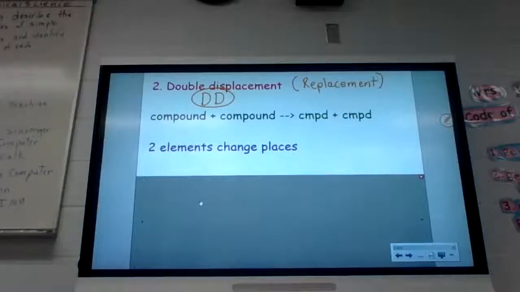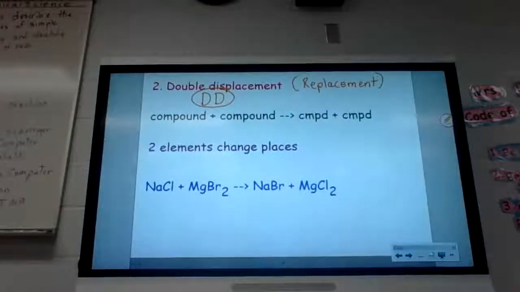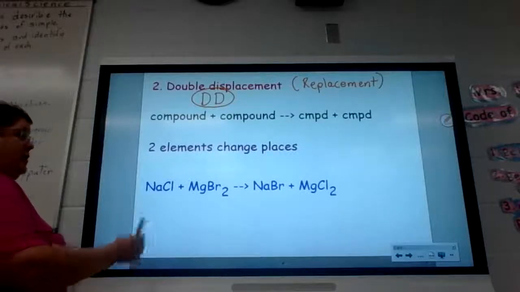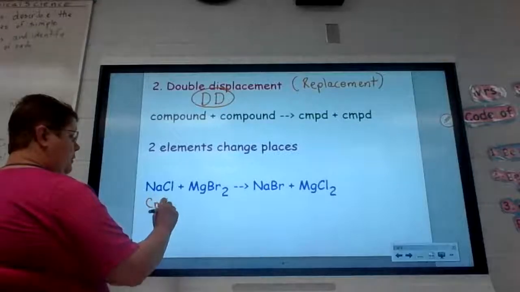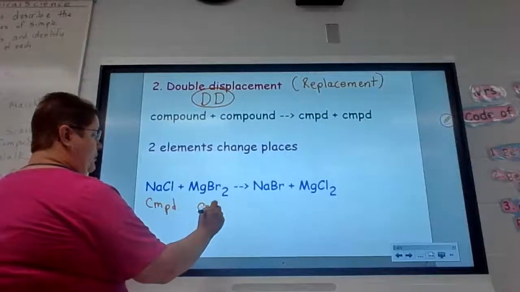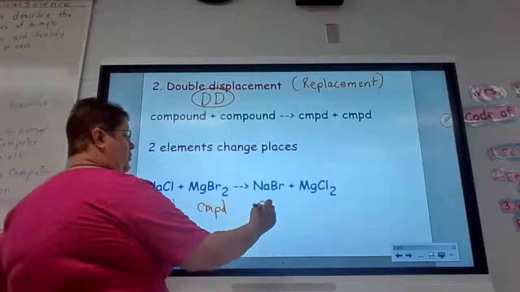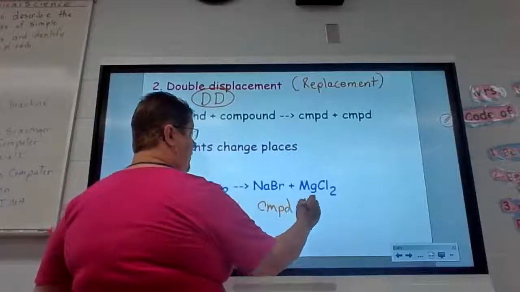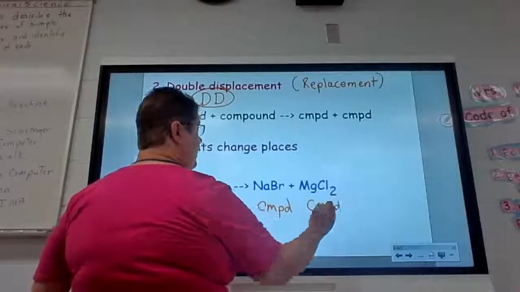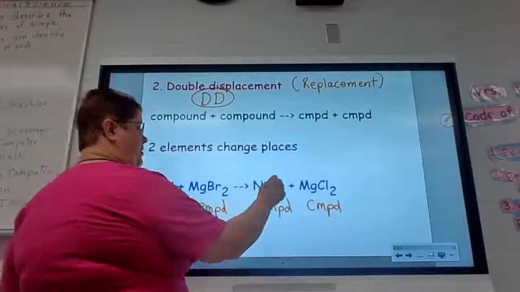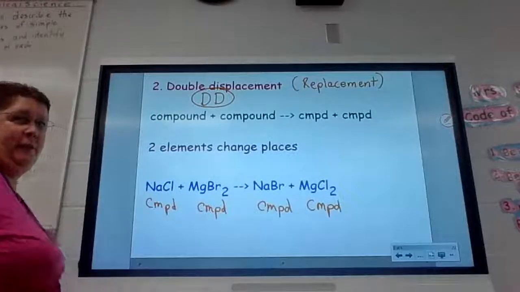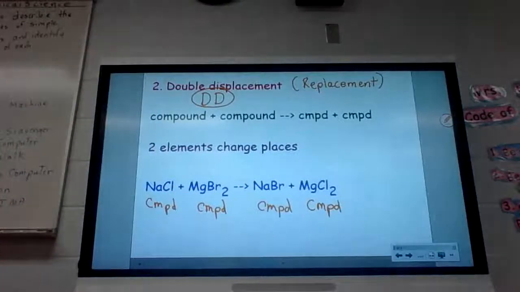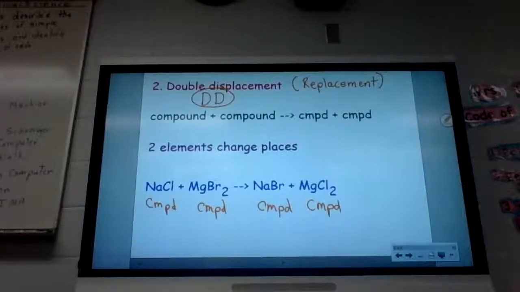All right, so as an example, just to illustrate double displacement, this would be double displacement. So I use something very similar. The only difference is this one is a compound, this one is a compound, and of course this one is a compound, and that one's a compound. Okay, can you see that they're all compounds because they have two capitals in them? Does that jump out at you? Okay.